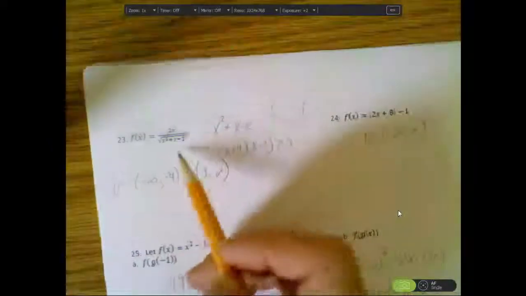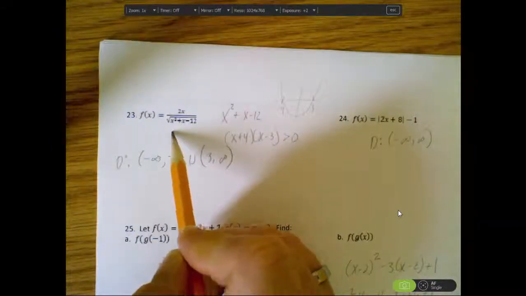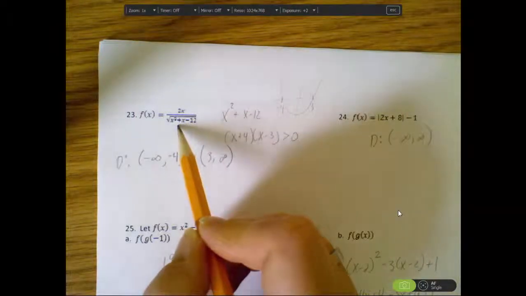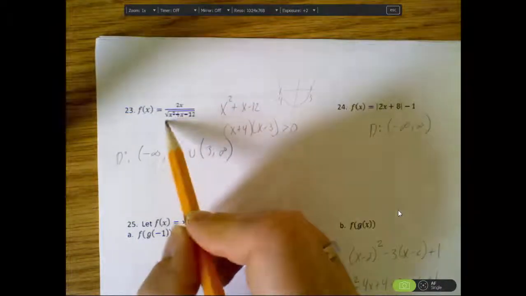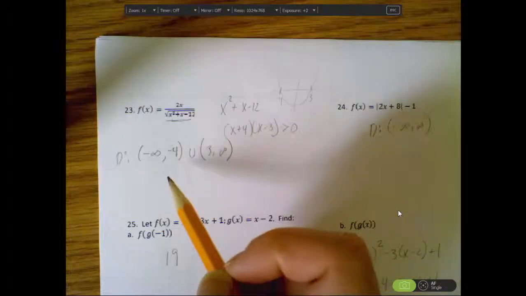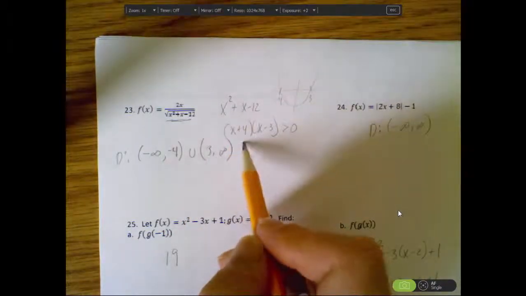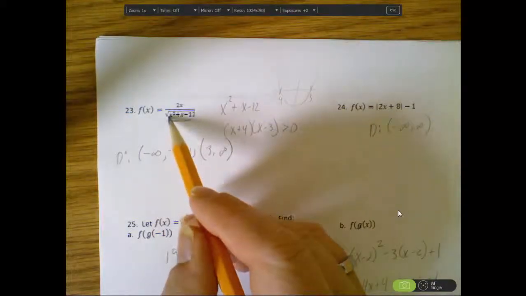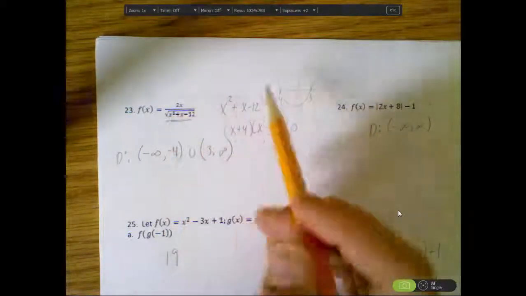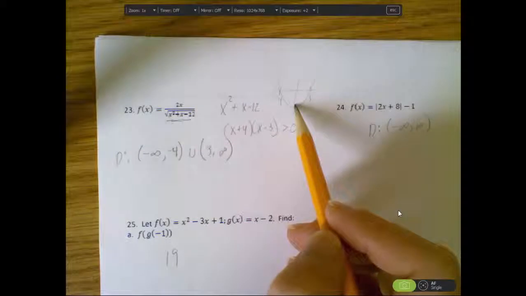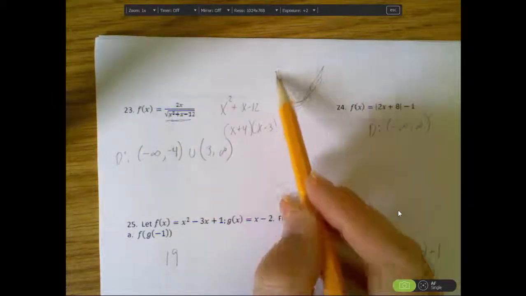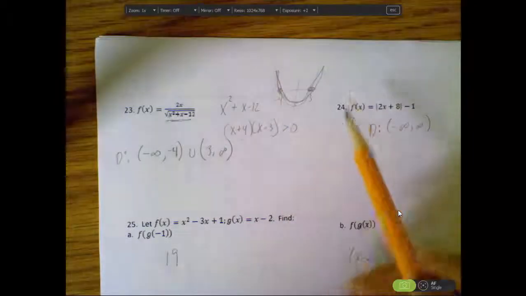Up here, we need the denominator to be positive and not equal to 0. So what I would suggest is understanding what this is a graph of. It's a parabola. You know the zeros are negative 4 and 3, and you know that it's holding water because the leading coefficient is positive. So if I'm looking at this, I don't care what the y-intercept is. All I care is that it's holding water and it crosses the x-axis at negative 4 and positive 3.